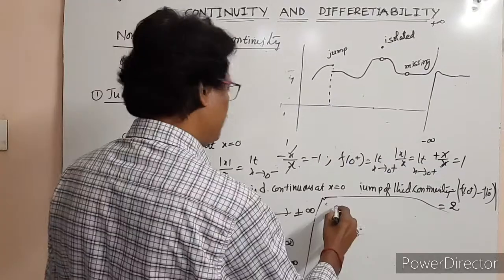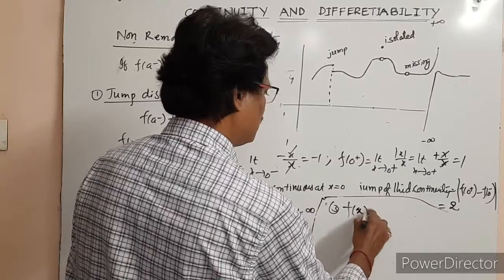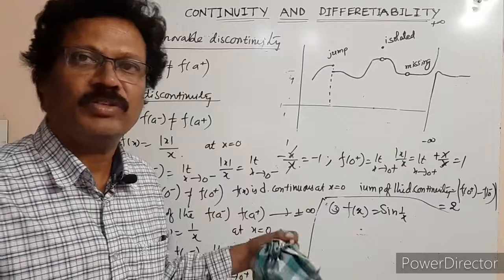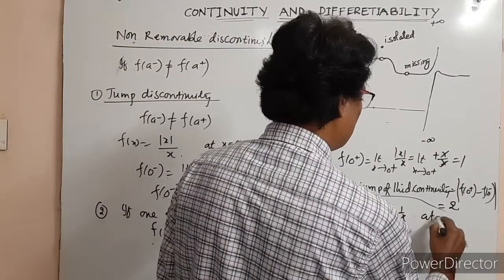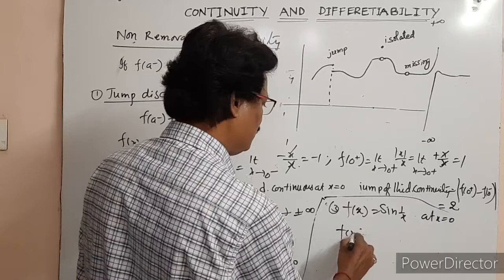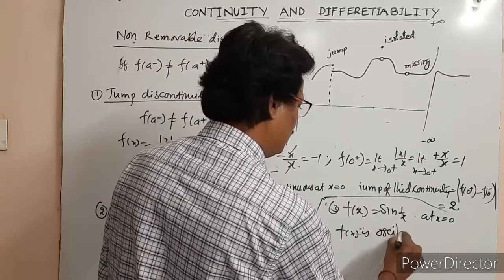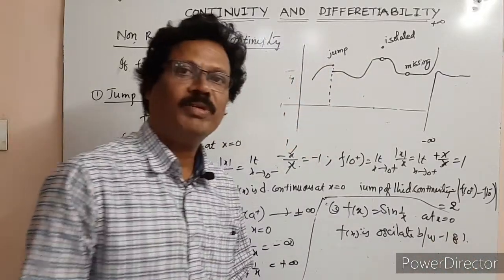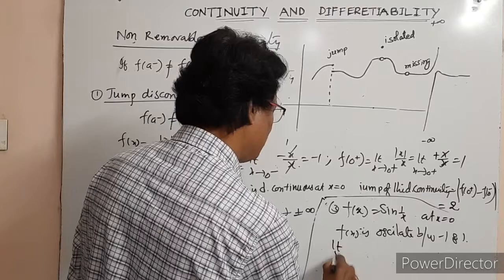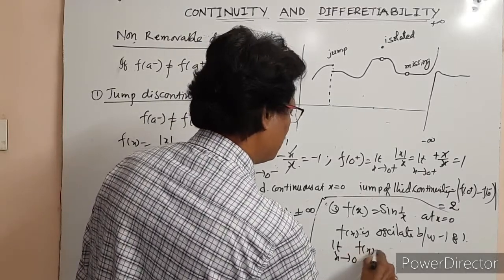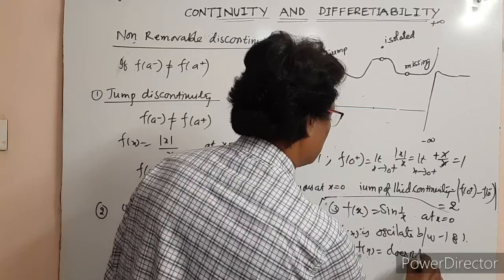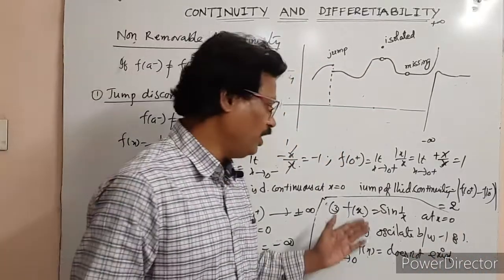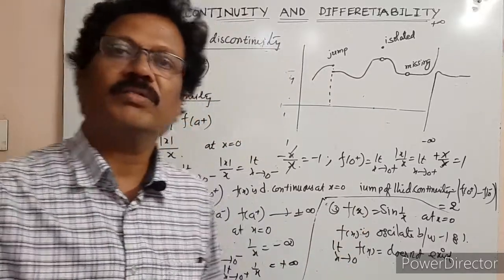And the next one, the third one, f(x) equal to sine 1 by x. Now this sine 1 by x oscillates between minus 1 and plus 1 at x equal to 0. Therefore the limit does not exist. The limit as x tends to 0 of f(x) does not exist, and that's why it is also discontinuous at x equal to 0.